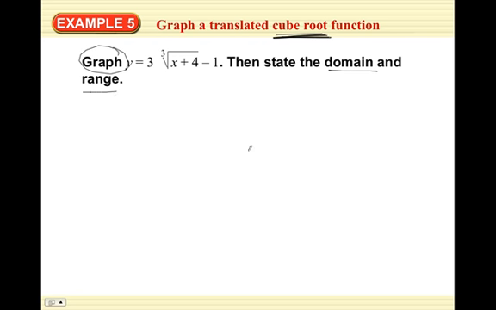Now here's the deal. I'll just tell you right away. Since it's a cube root, it doesn't matter what's underneath this radical. You do not have to say what's underneath the radical is greater or equal to 0. That's not true. This underneath here could be anything. Positive, negative. You could have the cube root of a negative, positive, 0, whatever. So here's the deal. The domain of all cube root functions is all real numbers. There's some easy points.